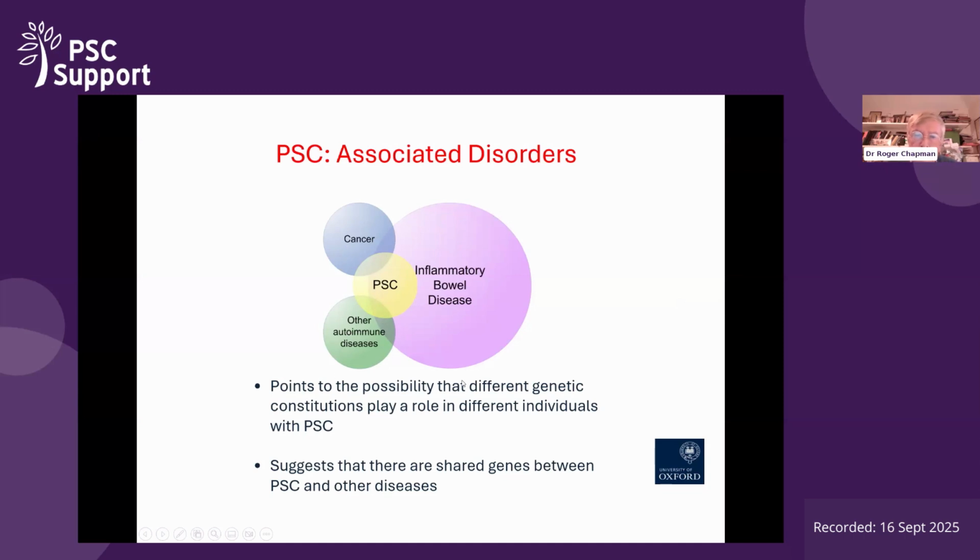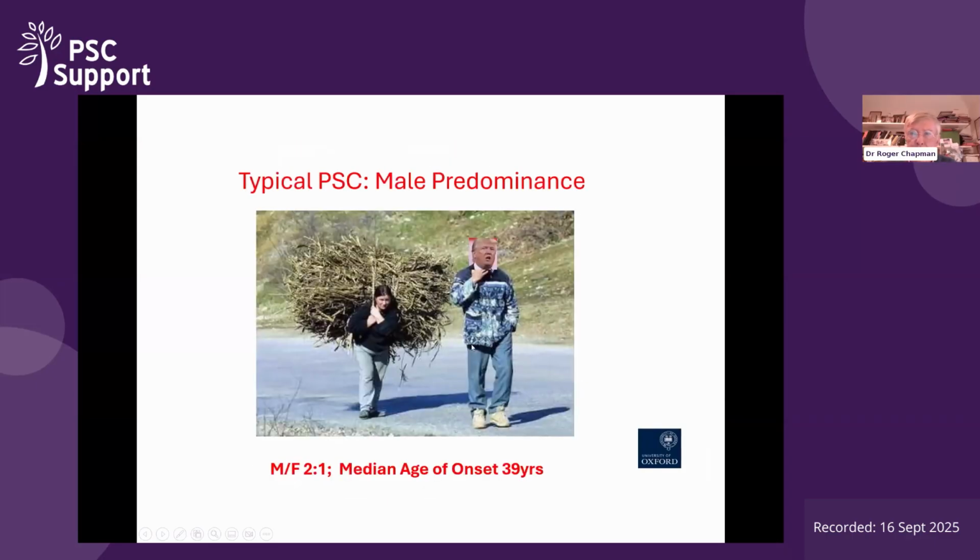Now, this points to the possibility that different genetic constitutions play a role in different individuals with PSC, because some will have PSC, not all, as I'll show you in a minute, will have IBD, and not all will have other autoimmune diseases. But it suggests that there are shared genes between PSC and other autoimmune diseases, particularly, but also some cancer genes as well. So it's normally known as having a male predominance. And here you see an enlightened male here. Male predominance was thought to be the feature of PSC, but as we know, it can also affect females.